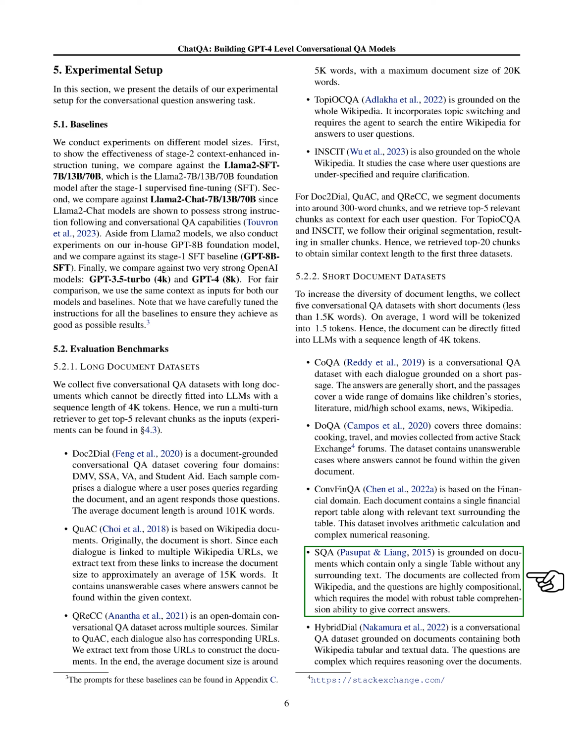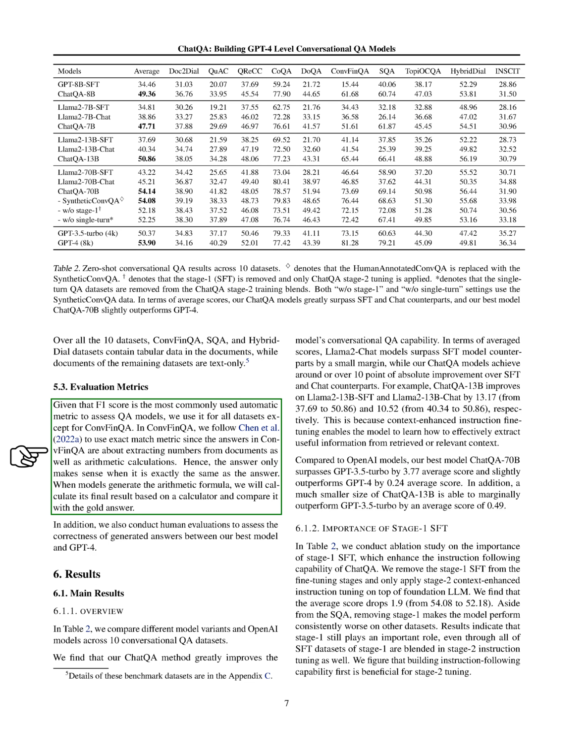To evaluate the models, we use the F1 score, a common metric for assessing QA models, for all datasets except for ConvFinQA. For ConvFinQA, we use the exact match metric because the answers involve extracting numbers from documents and performing arithmetic calculations. The answer is only valid if it exactly matches the correct answer.